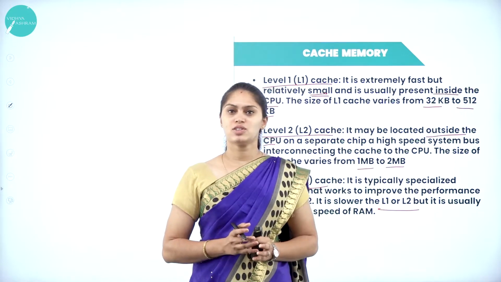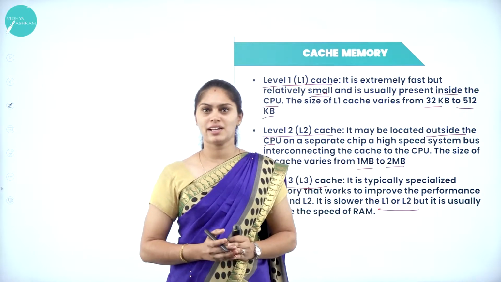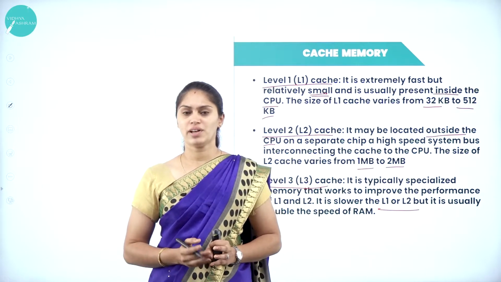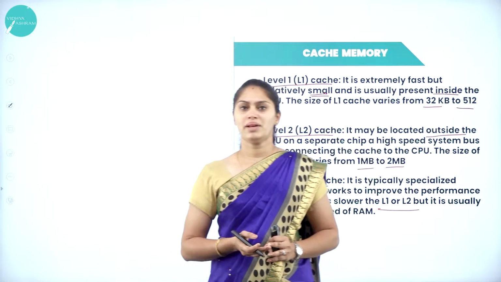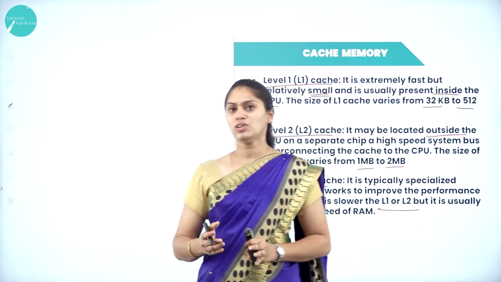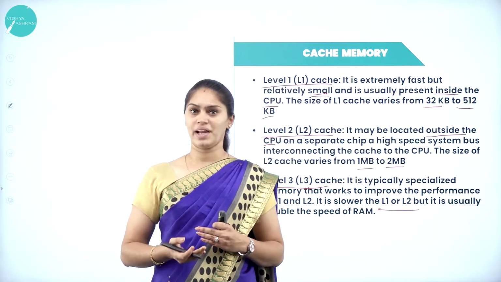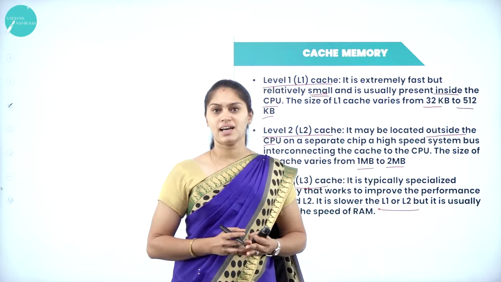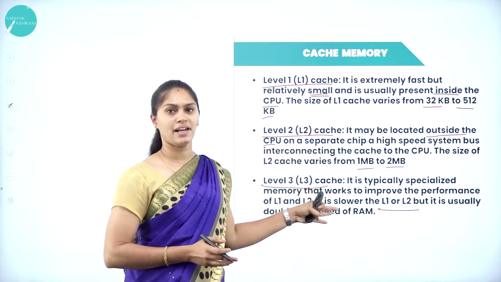Anyway, that RAM also comes under what? Primary memory itself. So this level 3 cache memory will improve the performance of level 1 and level 2, and it is also much faster than this DDR RAM, that is double data rate RAM. That is regarding cache memory.